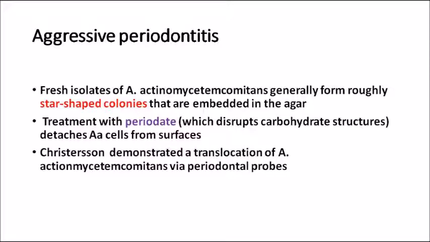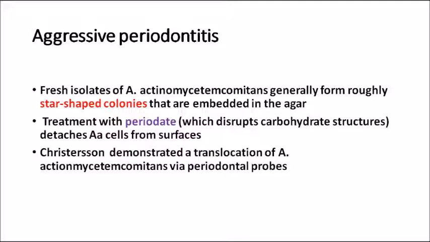In the green complex, we talked about AA, right? Aggregatibacter actinomycetemcomitans. AA is attributed as a major causative organism for aggressive periodontitis. So, questions about AA which can be asked are, what type of colonies does AA form? AA forms star-shaped colonies when they are embedded in agar. And one more thing is periodate. What is periodate? Periodate disrupts the carbohydrate structures. So periodate disrupts AA from the tooth surface.